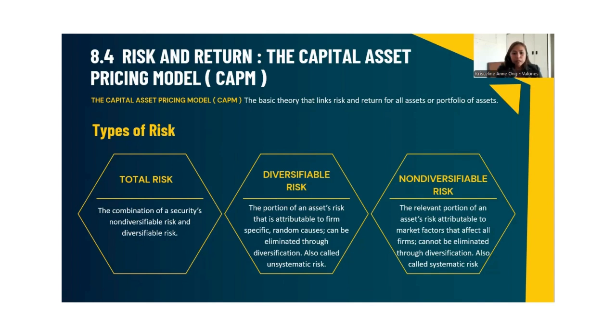Diversifiable risk is also known as unsystematic risk. It's the portion of an asset's risk that is attributable to firm-specific random causes and can be eliminated through diversification. So this is controllable, because you can just diversify your investment and you can control and eliminate the major risk that you have.